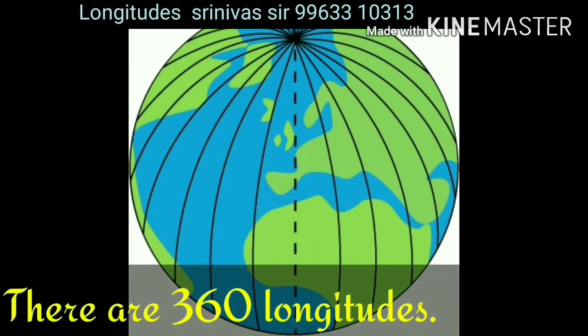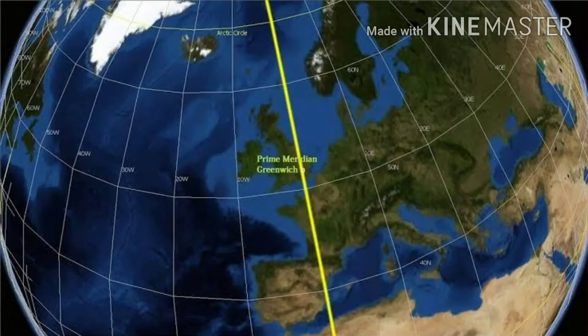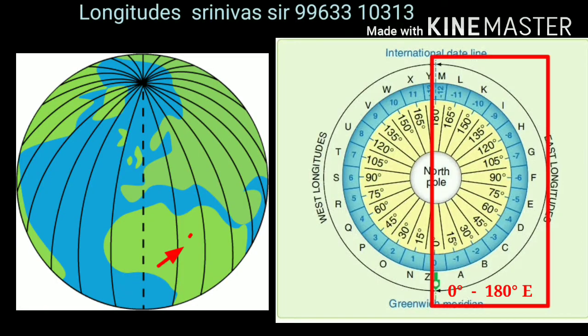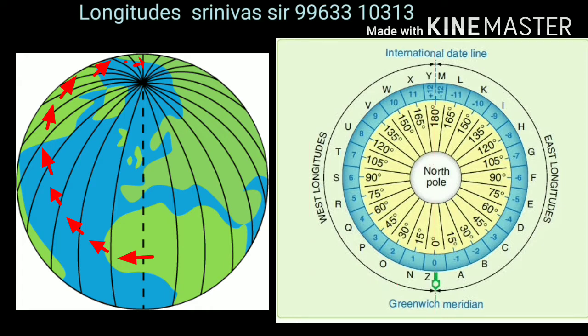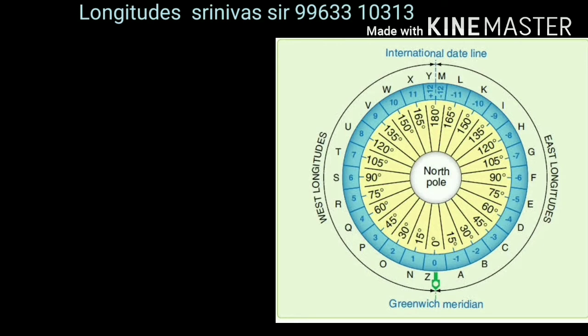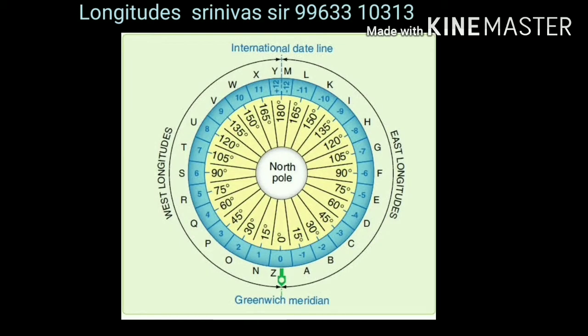There are 360 longitudes. We can divide these 360 longitudes into two groups: 0 to 180 degrees going east, which are the east longitudes, and 0 to 180 degrees going west, which are the west longitudes. So the total number of longitudes is 360, 180 longitudes west and 180 longitudes east.